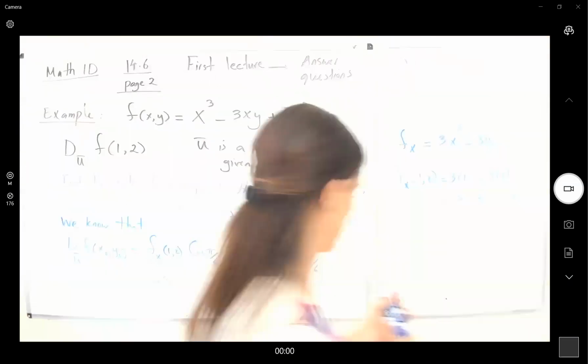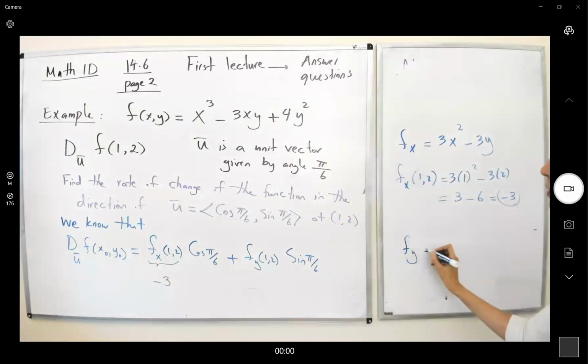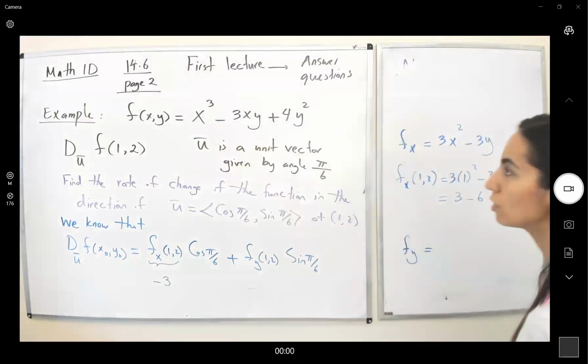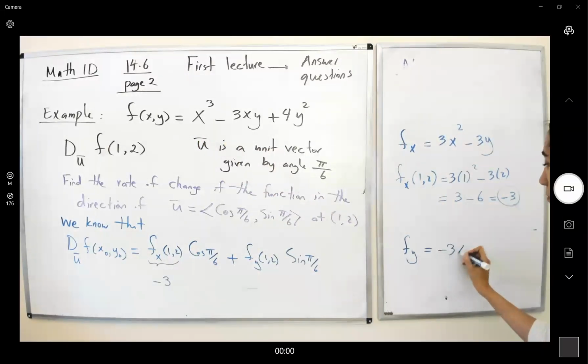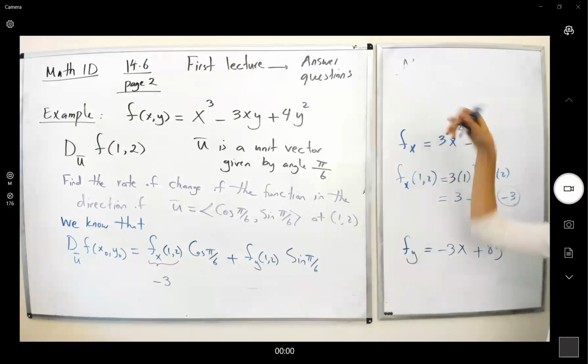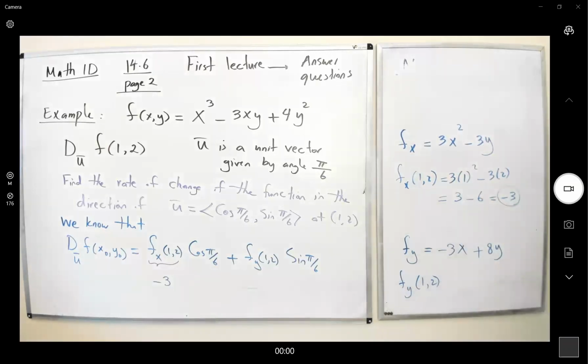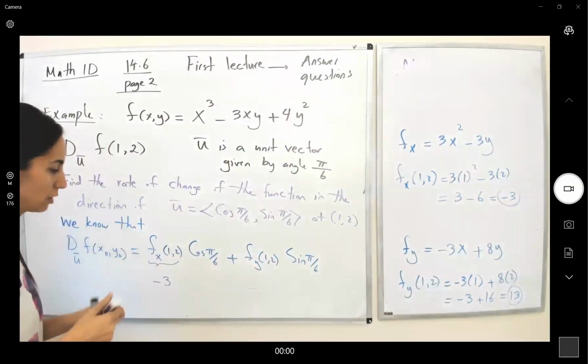And then the partial derivative of f with respect to y is equal to, so this side is going to be 0, this is going to be negative 3x plus 8y. Now we're going to find the rate of change of the function in the direction of the y-axis at point (1, 2). So f sub y evaluated at (1, 2) is equal to negative 3 times 1 plus 8 times 2, negative 3 plus 16, which is positive 13. So here we get positive 13.